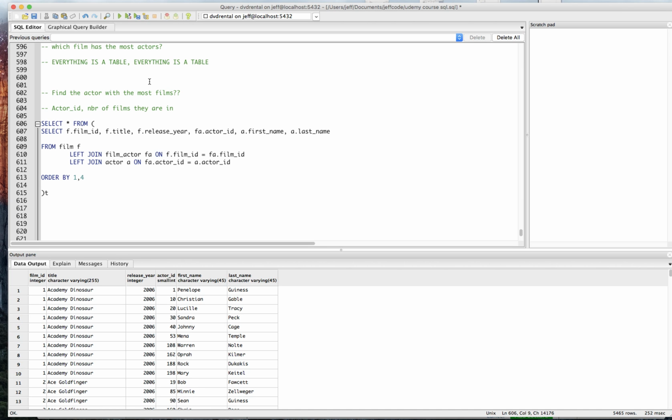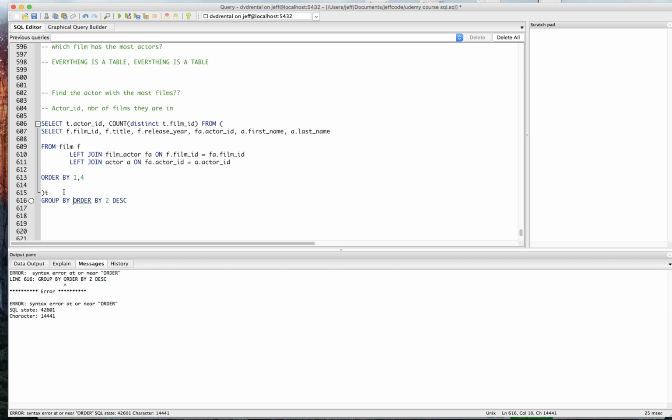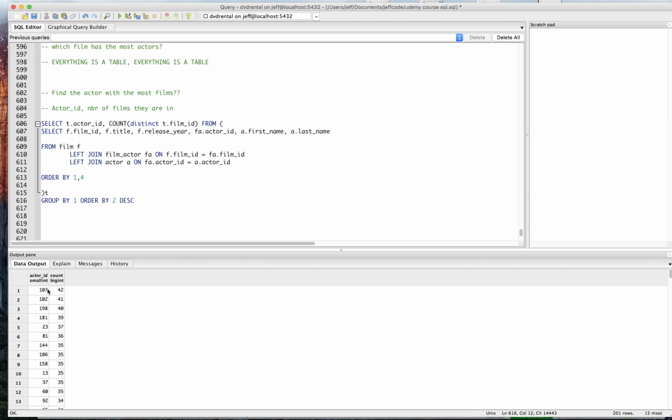Really, what I'm going to want to do is take T.actorID, and I'm going to do a count of the distinct T.filmID from T. I'm going to have to group by one, and I'm going to order by two descending. So let's see if that works. Forgot one. All right, so actor 107 was in the most movies. They were in 42 movies. So that's quite a number of movies.